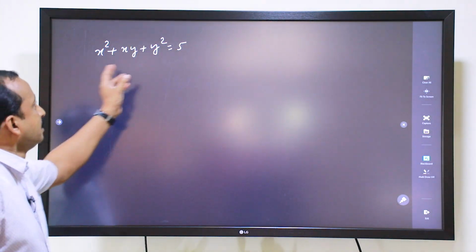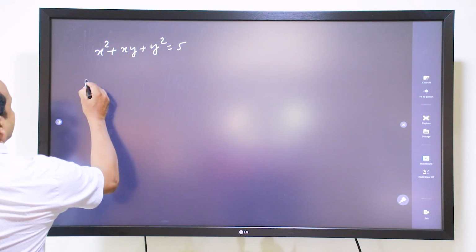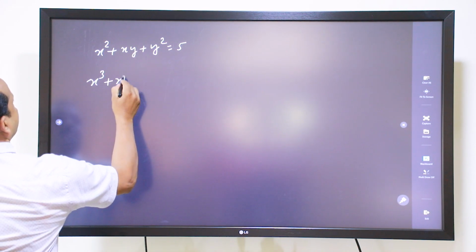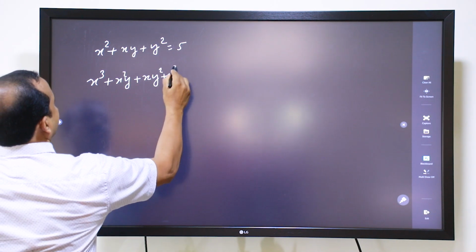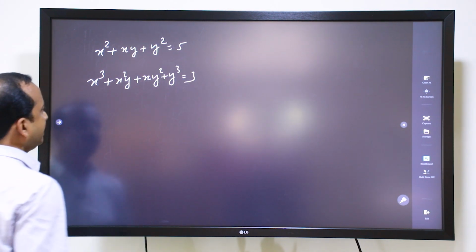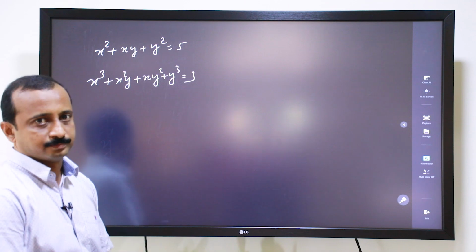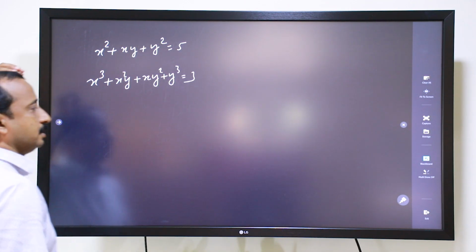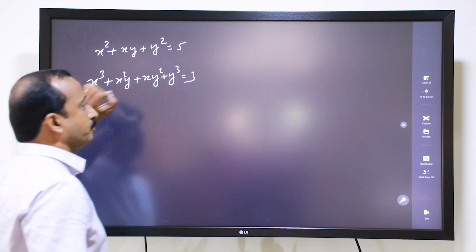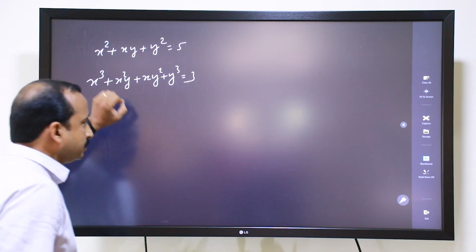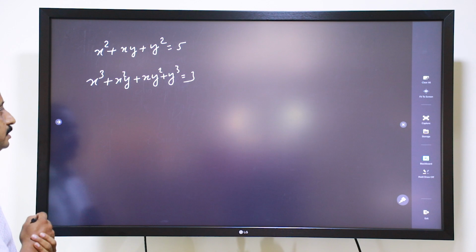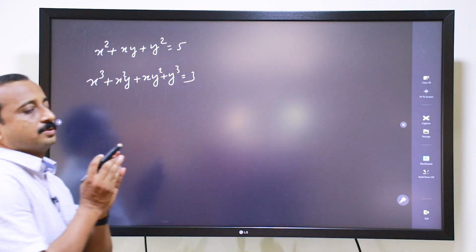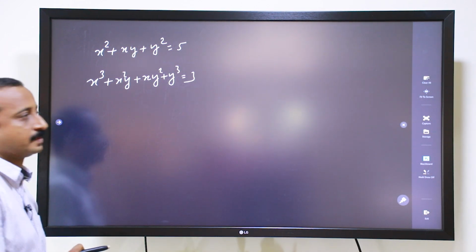So using that technique we find the derivative. Also x cube plus x square into y plus x into y square plus y cube is equal to 3. It's a very lengthy problem. Suppose this type of question is contained in the objective questions, it will take a huge time for finding the derivative of this type of case. So here we use another technique.